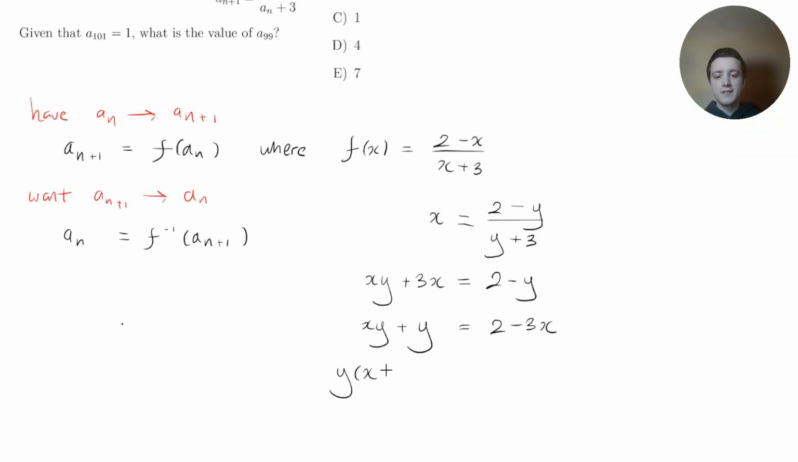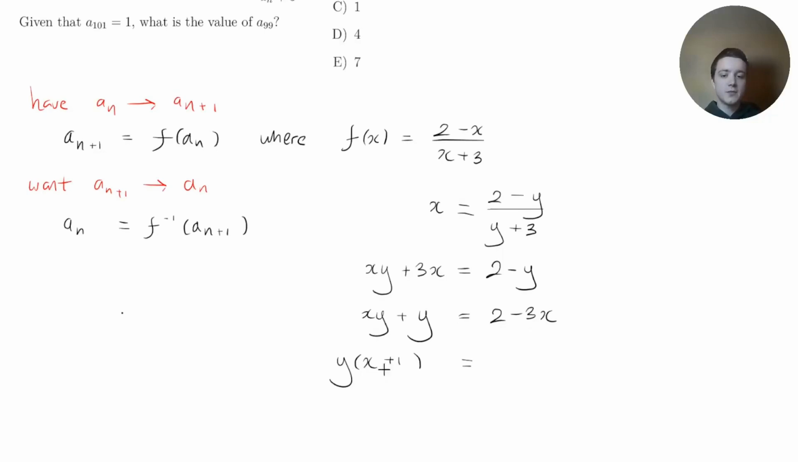And factor out that y in preparation to divide through and get y on its own. So xy plus y is y times (x plus 1). And finally, y is (2 minus 3x) divided by (x plus 1). So we know that f inverse of x is (2 minus 3x) over (x plus 1).